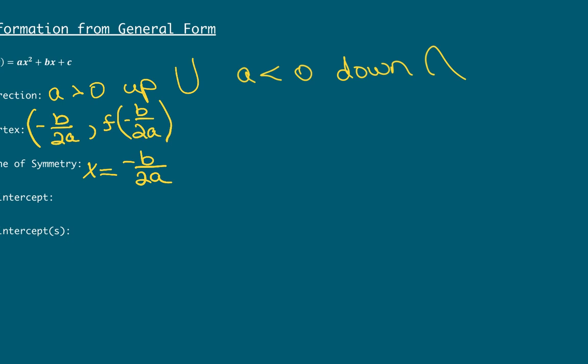Our y-intercept is going to be the same thing again. We're going to compute f of 0. And again, to find our x-intercepts, we calculate f of x equal to 0. So really the only thing that's going to change is how we find our vertex when we have our general form.